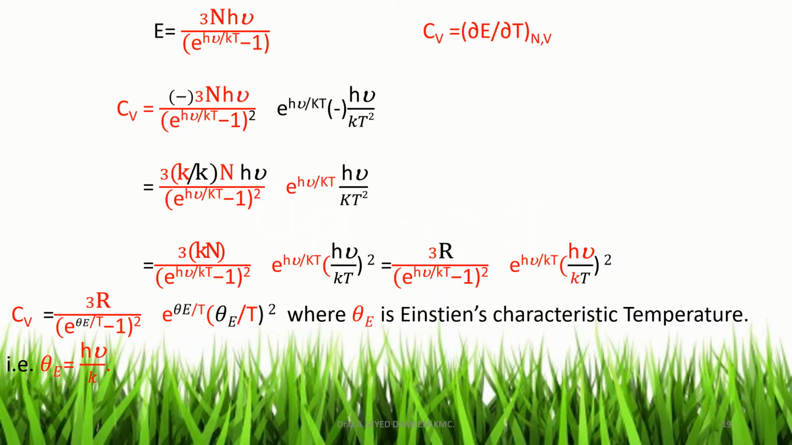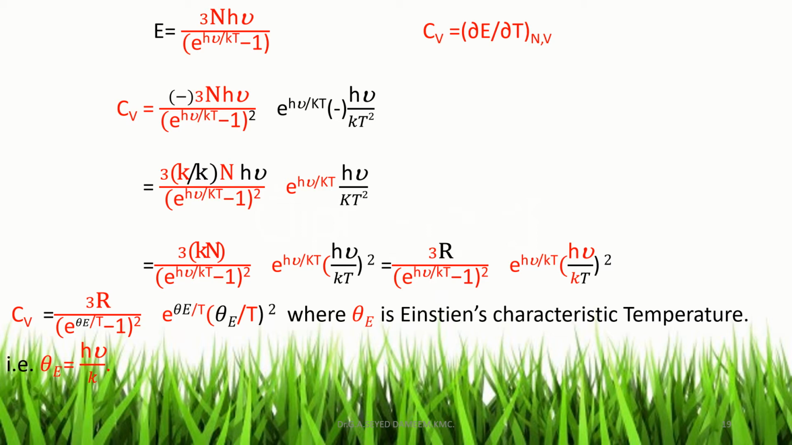So on multiplying this equation by k by k and simplifying, we get the final equation, that is 3R, because Nk is equal to R, where N is the Avogadro number and k is the Boltzmann constant. On multiplying these two, we get the value of the gas constant, R. And therefore the final equation is 3R divided by e power h nu by kT minus 1 whole square, into e power h nu by kT and h nu by kT whole square.